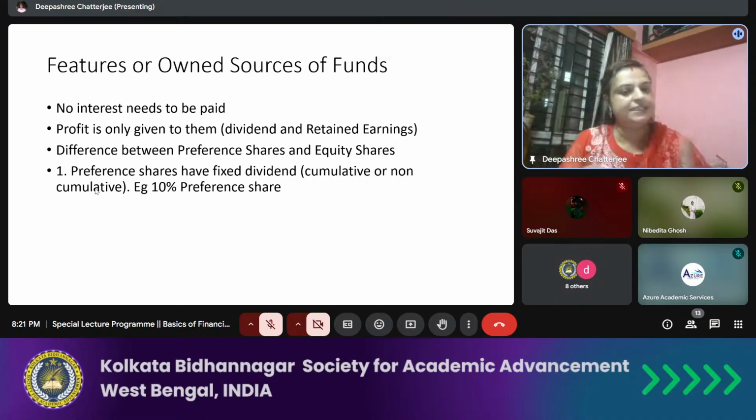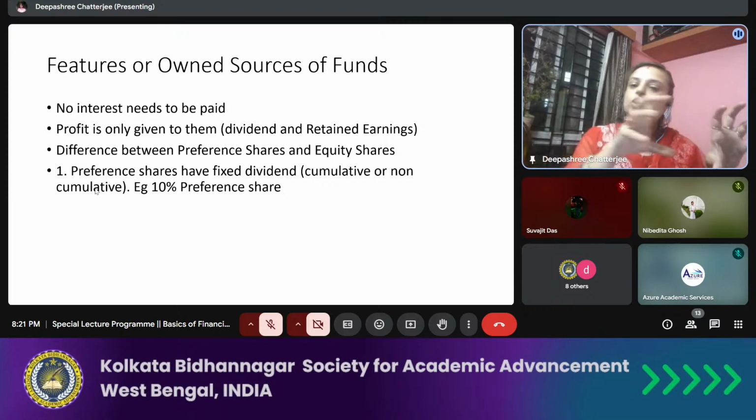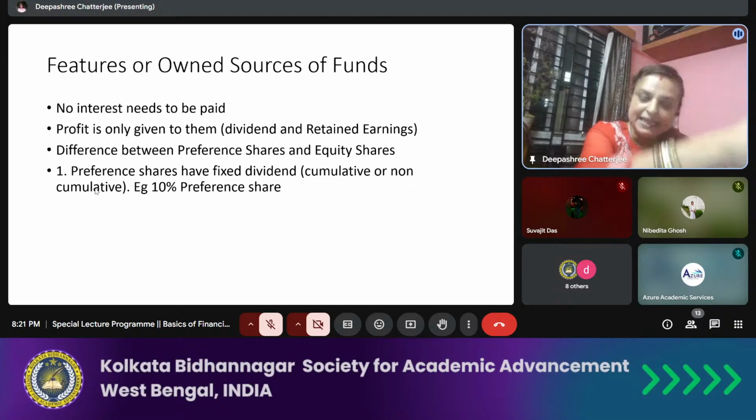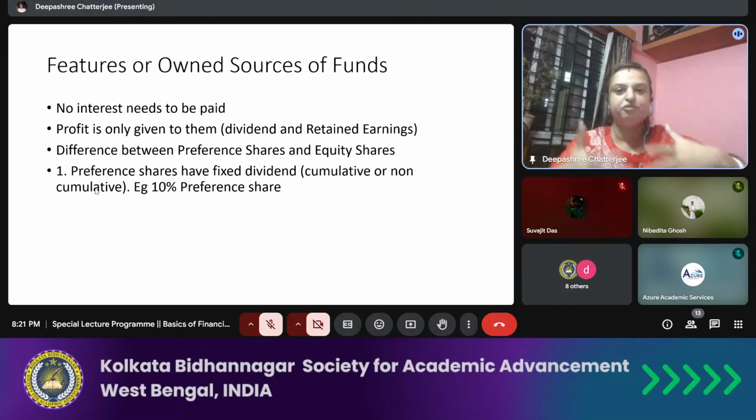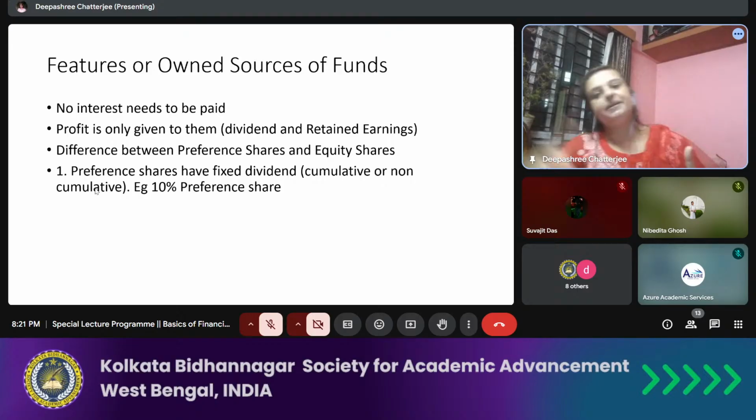So the main difference between preference shares and equity shares is that preference shares get a fixed rate of dividend, while equity shares get whatever is left. Preference shareholders also get preference over equity shareholders when it comes to receiving the dividend. So profit of the company, who will it be distributed to first? First we will distribute to the preference shareholders, and then after giving to the preference shareholders, whatever is left, that part of PAT or that part of profit will be distributed.